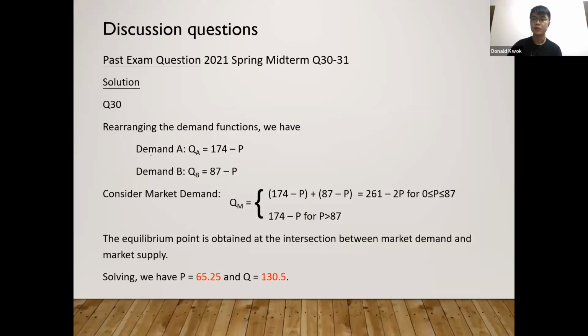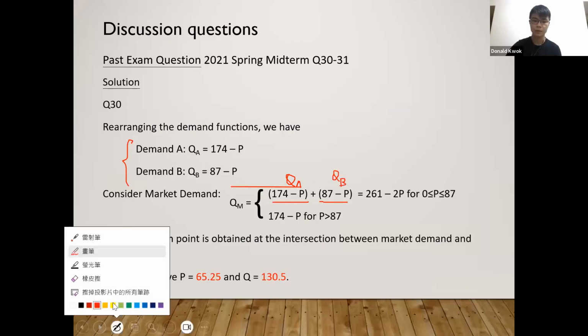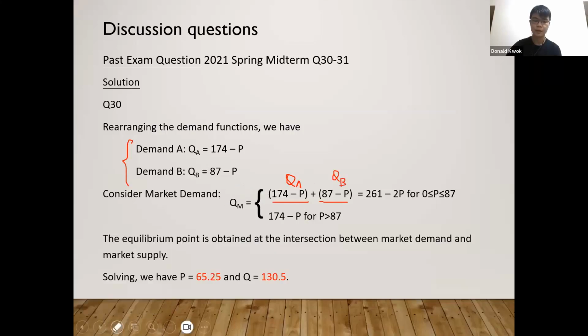And again, we need to do the change of subject using Q as a subject first, because we are summing up quantities instead of prices for the derivation of the market demand. Okay, when the price is below 87, both groups A and B are buying positive units, so we need to sum up the individual demand expression for groups A and B. While if the price is above 87, then only group A is buying positive units, so we just need to put the demand expression of group A consumers.